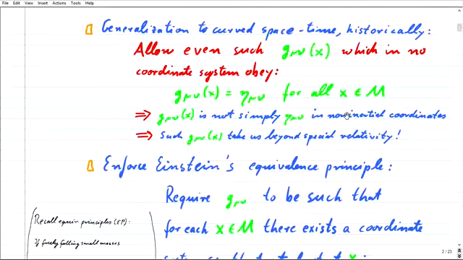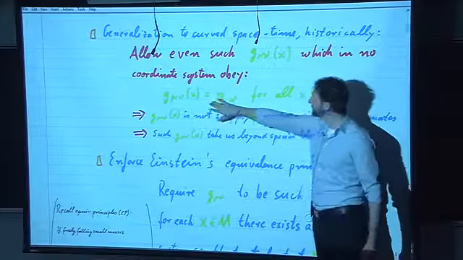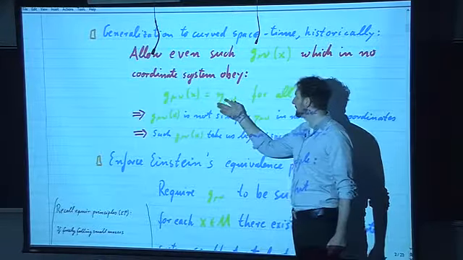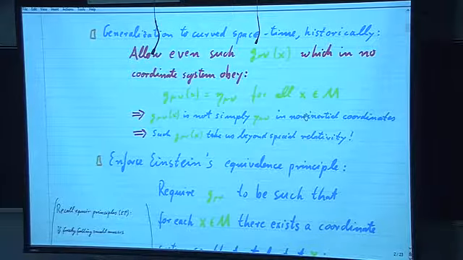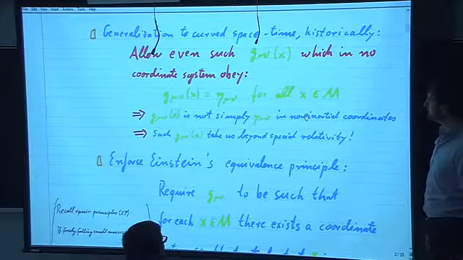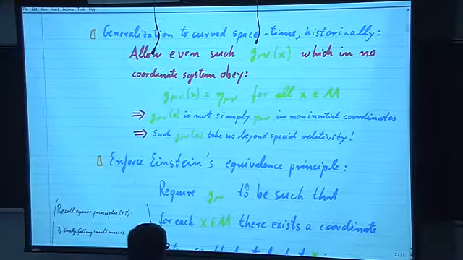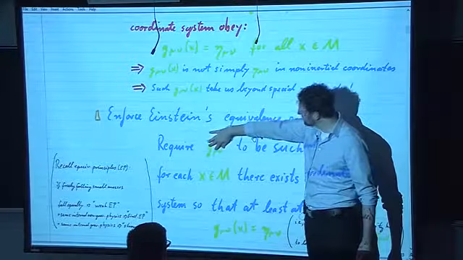So historically, Einstein allowed g mu nu of x's which in no coordinate system are this for all x. They may be this for some x, or they may not even be that for any x. And this goes way beyond special relativity then. But he couldn't allow arbitrary g mu nu of x's. He had to implement his equivalence principle. Equivalence principle being that the g mu nu of x have to be such that for any point you pick, there's a coordinate system that transforms this into the eta matrix at that point.